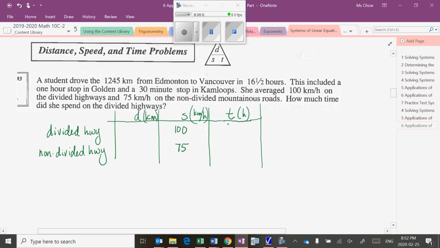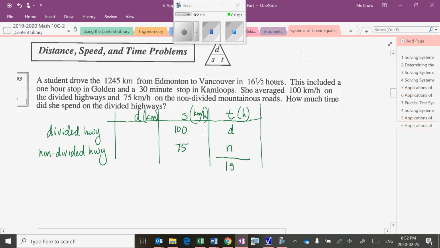So time on the divided highway, maybe we'll call that D. The non-divided highway, perhaps we'll call that N. And what do we know is the total time was 16.5 hours, including a 1-hour stop in Golden and a 30-minute stop in Kamloops. So really our total driving time is then 16.5 minus the 1.5 hours.